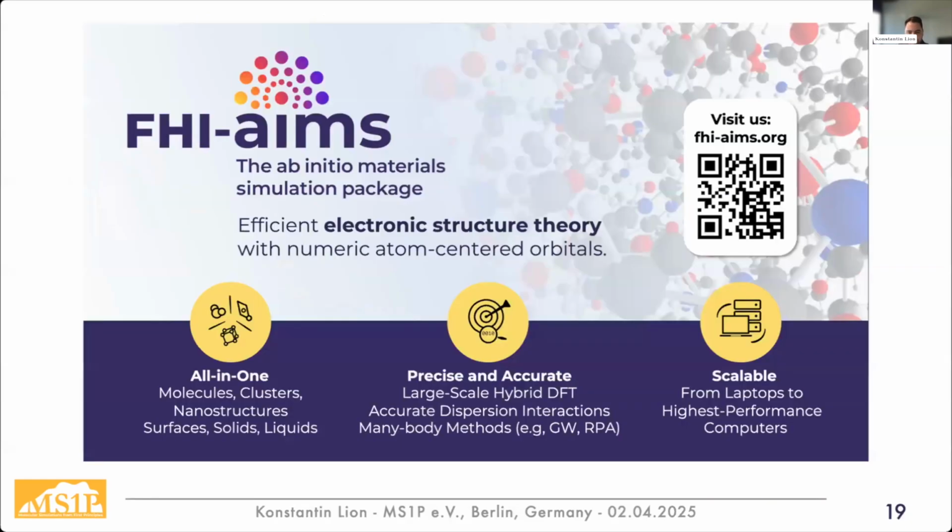And with this, I'm already at the end of this short introduction. I want to just summarize briefly. FHI-aims is really an electronic structure code based on numeric atom-centered orbitals. With this, I think we really enable very versatile system calculations, meaning you can do molecules, clusters, surfaces, slab systems, solids, liquids, all on the same footing. I think we've shown that we can be very precise and accurate. We can do large-scale hybrid DFT, including dispersion corrections, but also go to many-body methods. And we are scalable even on small machines like laptops, but up to 10,000 cores, of course, on HPC systems.